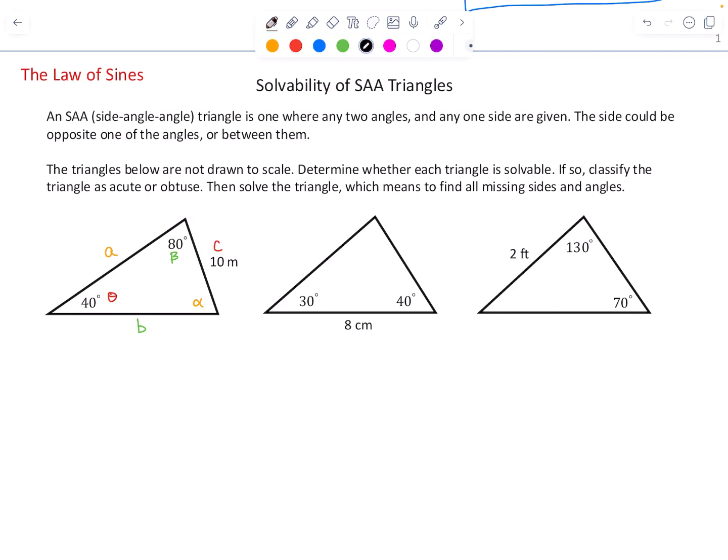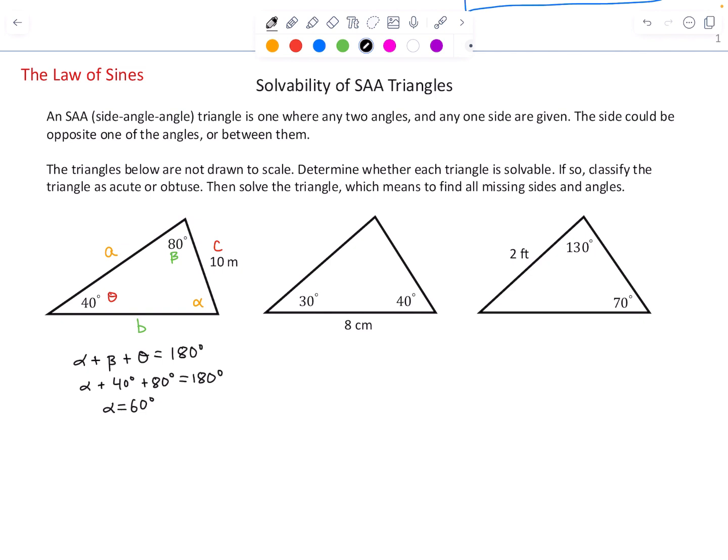Now the first thing I recommend finding is alpha. Whenever two interior angles of a triangle are known, we can always find the third angle, because they must always add to 180 degrees. So I just have to solve this for alpha, and we get alpha has to be 60 degrees. So now I know all of the interior angles. It remains now to find the two missing side lengths.